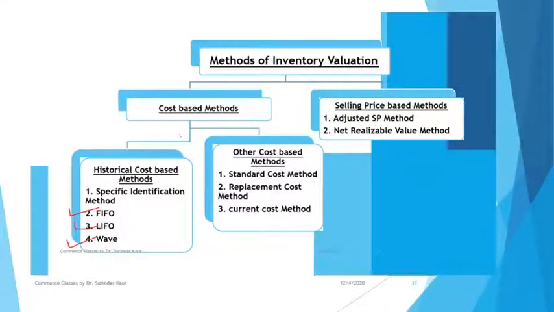So if your product is having a selling price of say 100 rupees, it means its cost is 80 rupees. So you will simply measure the inventories at 80 rupees on the basis of adjusted selling price.